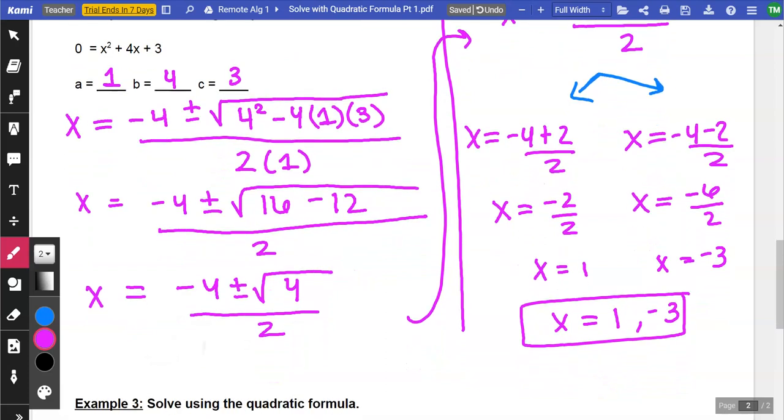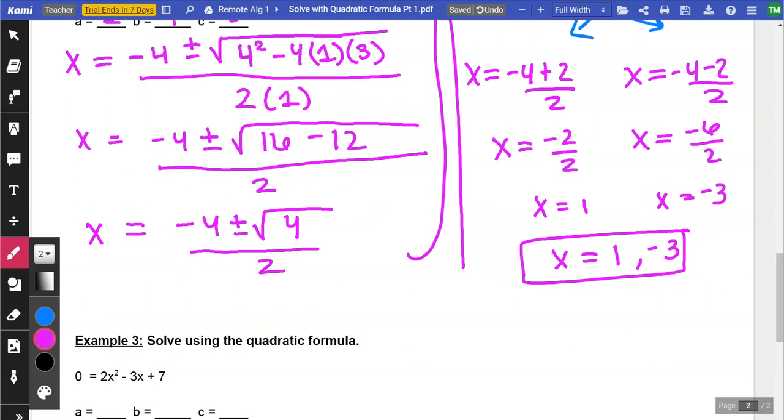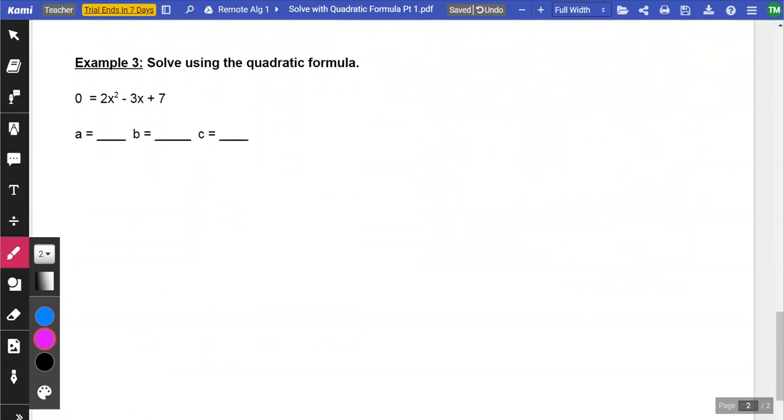So let's do the same thing with example 3. Give it a shot without me, and then press play when you're ready to check your work.